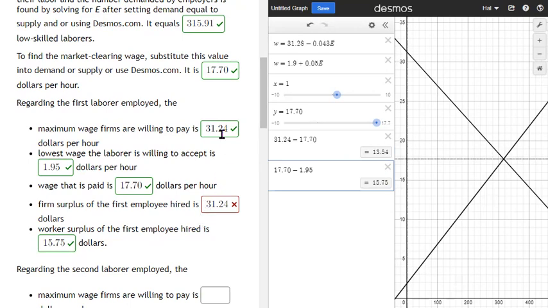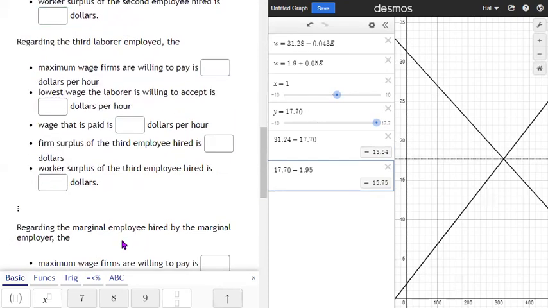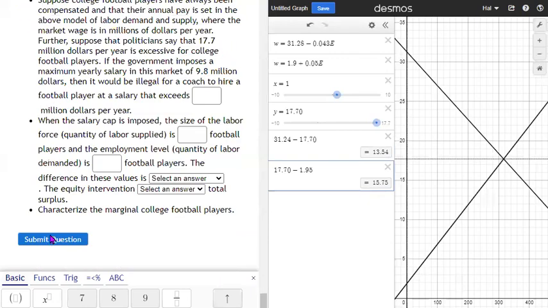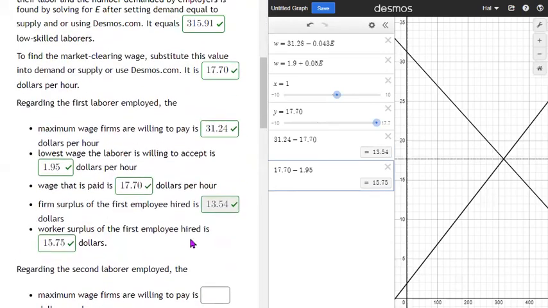I think I typed the wrong thing in here. Oh, I typed 31.24 in there. I needed to type the difference between 31.24 and 17.70, which is 13.54. There we go. Okay, so that's for the first laborer employed, right?